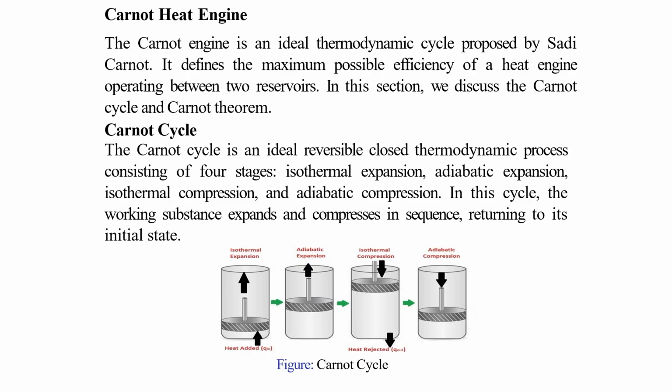Next we move to the Carnot heat engine. The Carnot engine is an ideal thermodynamic cycle proposed by Sadi Carnot. It defines the maximum possible efficiency of a heat engine operating between two reservoirs. In this section, we discuss the Carnot cycle and Carnot theorem. So what is a Carnot cycle? The Carnot cycle is an ideal reversible closed thermodynamic process consisting of 4 stages: isothermal expansion, adiabatic expansion, isothermal compression and adiabatic compression. In this cycle, the working substance expands and compresses in sequence, returning to its initial state.